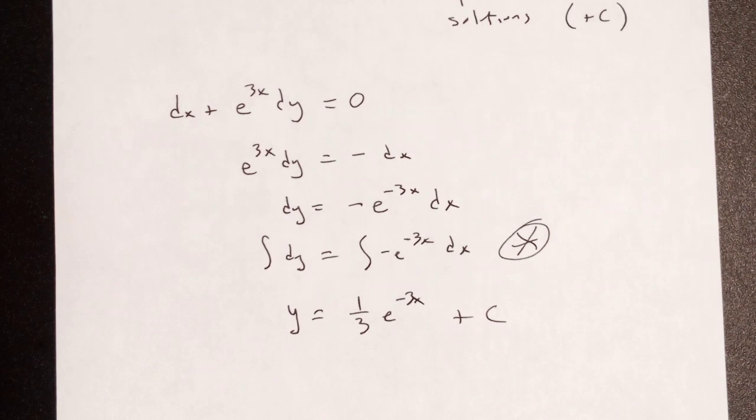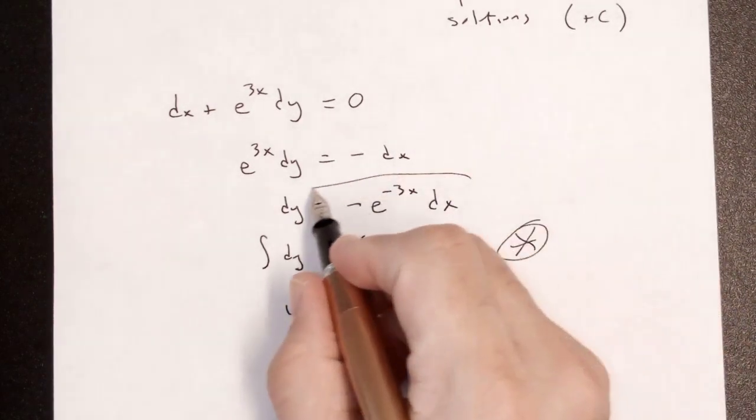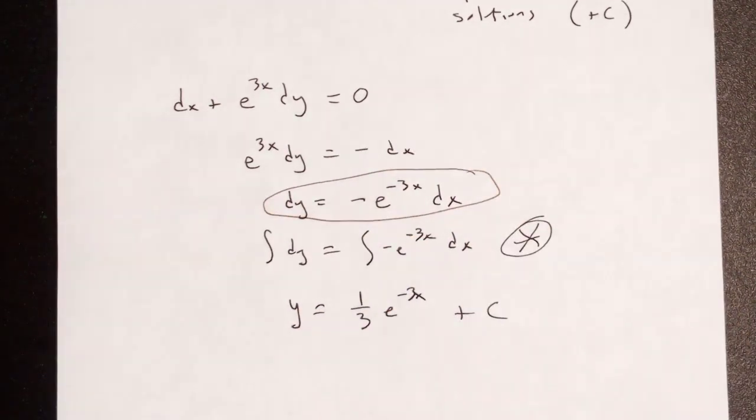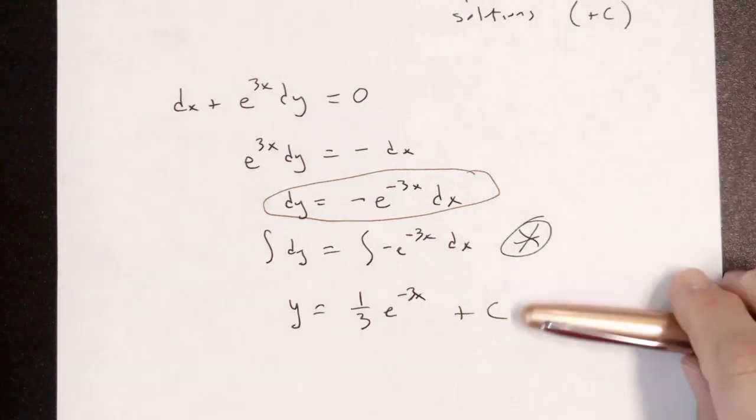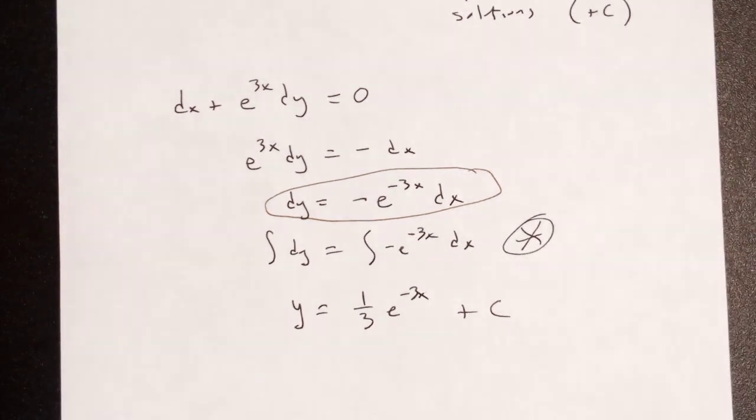This line is really key. Because once I can say to myself, hey, look, everything on the left is in y and dy. And everything on the right is in x and dx. Then I can integrate with respect to dy and with respect to dx and maintain that equality. Once my equation looks like this, it's been separated.